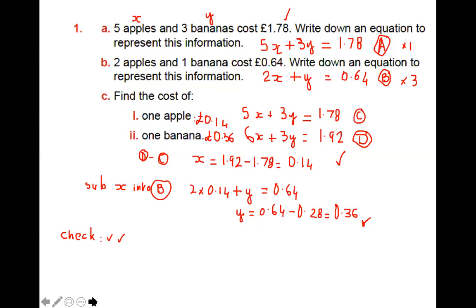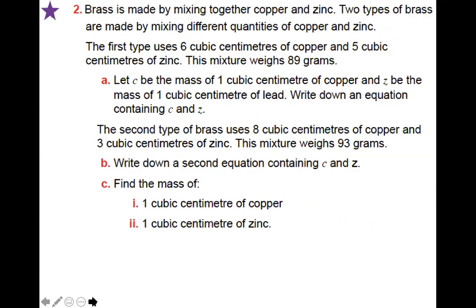So we've done this one together. There is another one here, and I'm going to let you try it. Brass is made by mixing copper and zinc. So this is probably a problem that could be given in chemistry. Brass is made by mixing different quantities. The first type uses 6 cubic centimeters of copper and 5 cubic centimeters of zinc.